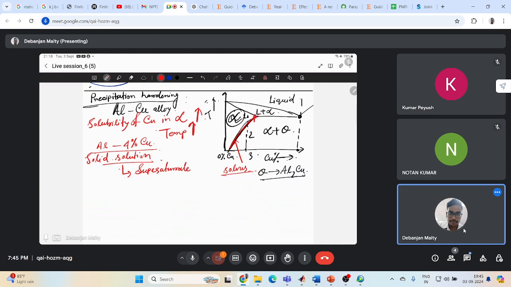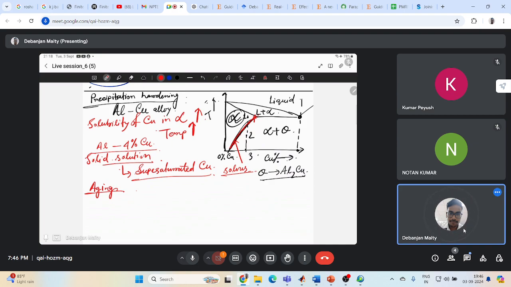Supersaturated copper. It will create a supersaturated copper upon quenching. Next, in step 3, what we will do? You will do some aging. You can do artificial aging, you can do natural aging.